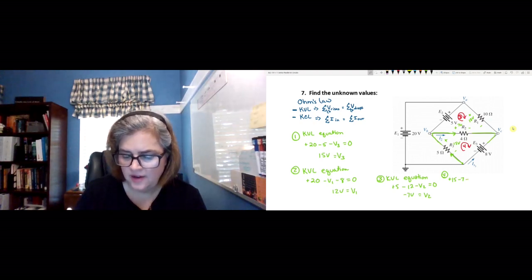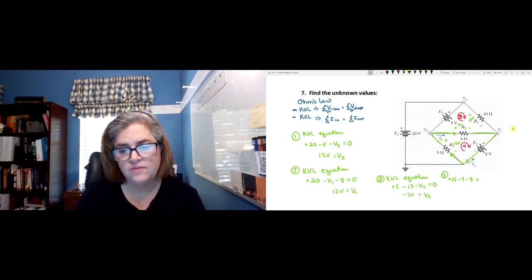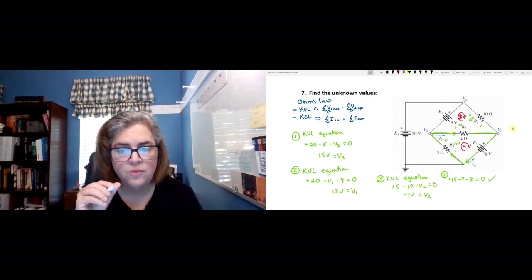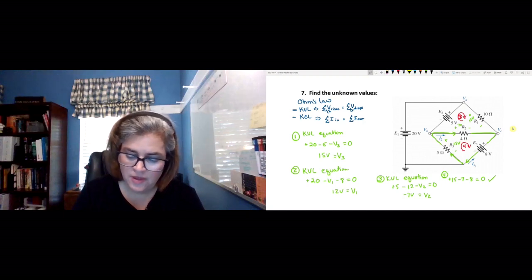I decided I found minus 7 across the 4 ohm resistor there. And then minus 8 equals 0. Does it? 15 minus 7 is 8, minus 8 is 0. So that actually worked. So that tells me that I found the right voltage there. Okay, so I've got all my voltages.